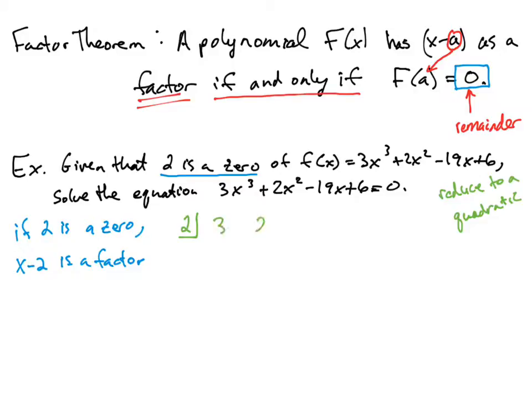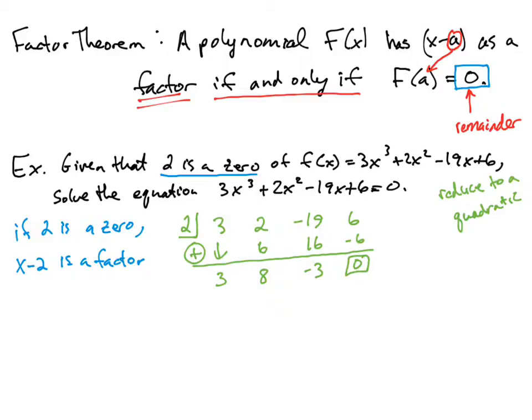So 3, 2, negative 19, 6. There are no missing terms here. Bring down the 3. 3 times 2 is 6. 2 plus 6 is 8. 8 times 2 is 16. Plus negative 19 is negative 3. Negative 3 times 2, negative 6, and we get 0.